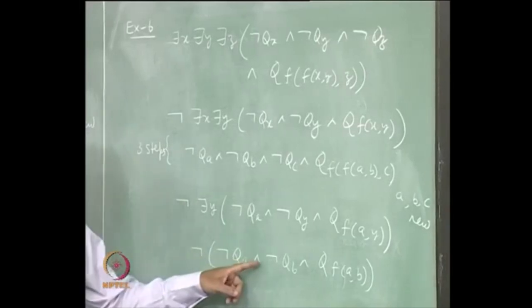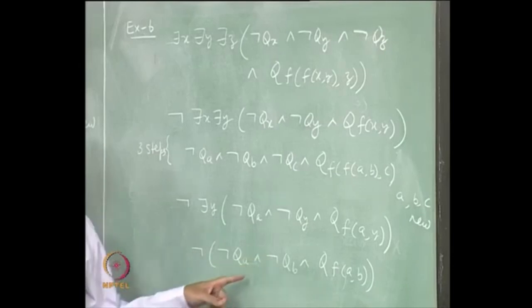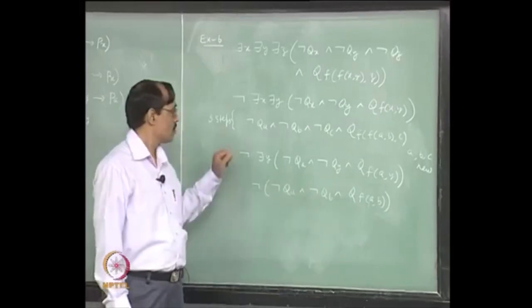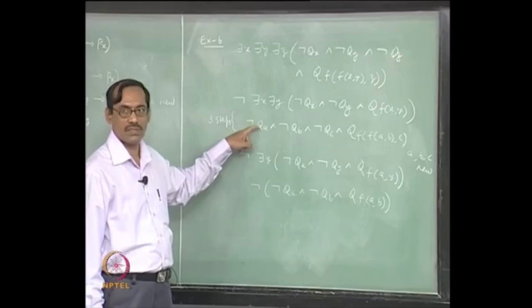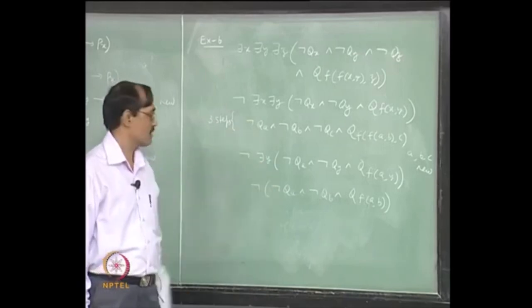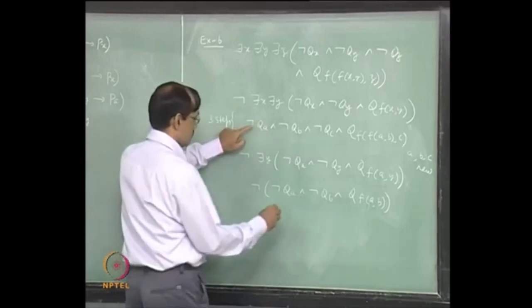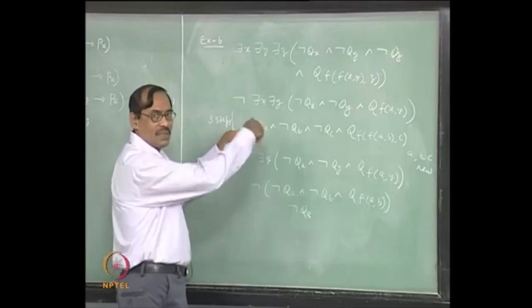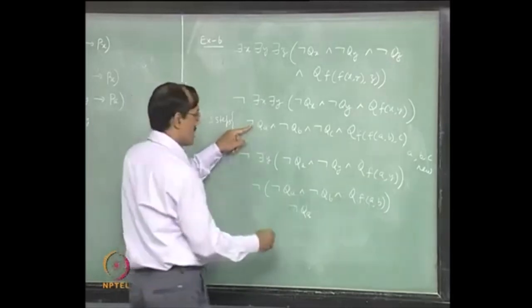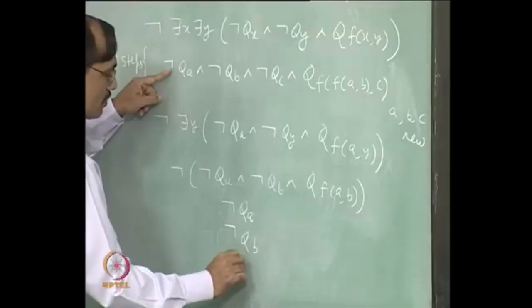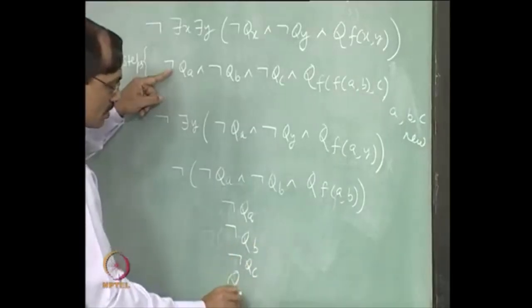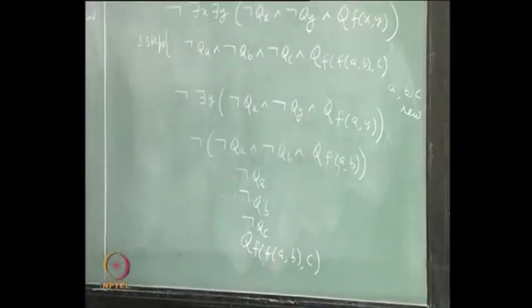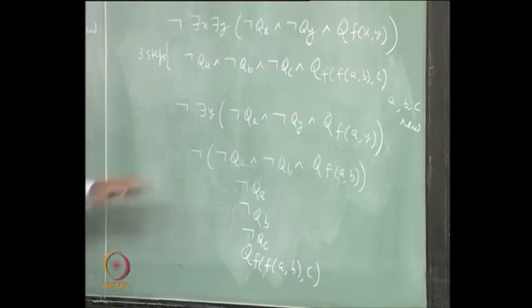Now, this one is the not AND rule. Okay. So, not AND means it will be branching, but here it is stacking. So, I should use this first instead of going for this. Okay. Now, this one, if I use it, I get not q a, not in one step, again 3 steps, associativity will take care, right, but anyway they will stack. So, not q a, not q b, not q c and q f of a b c. Okay, from this AND.